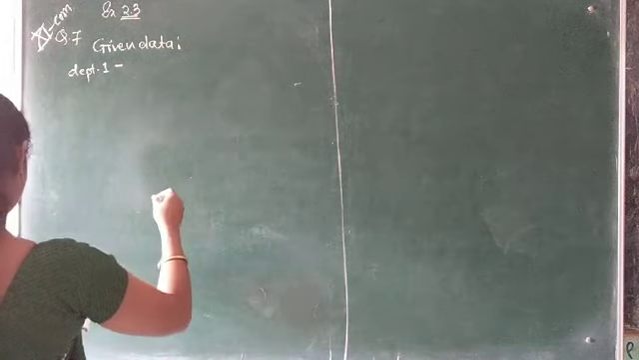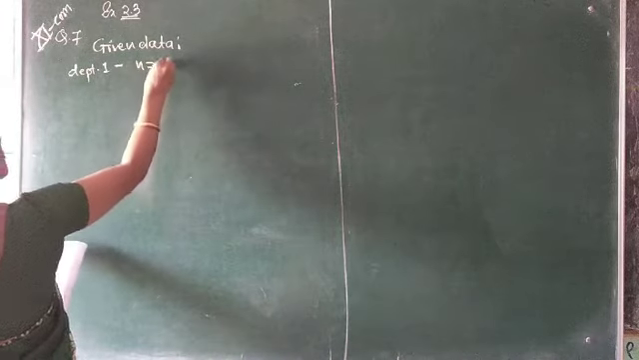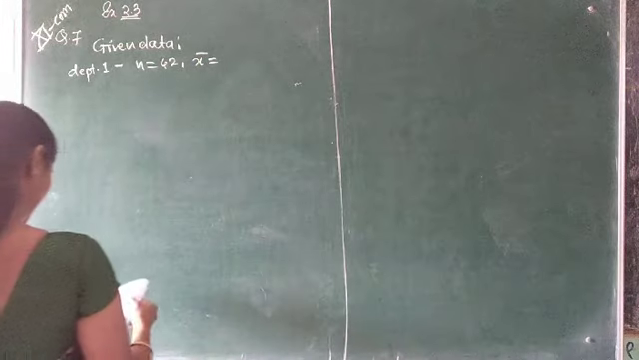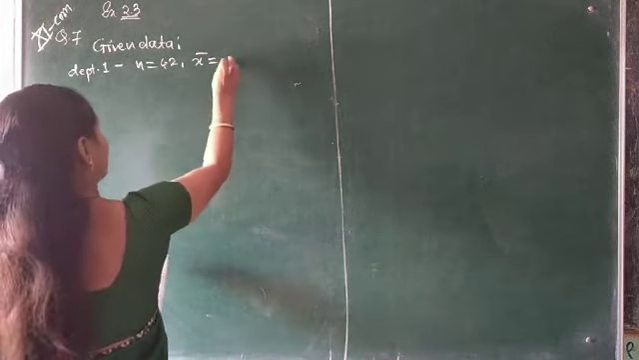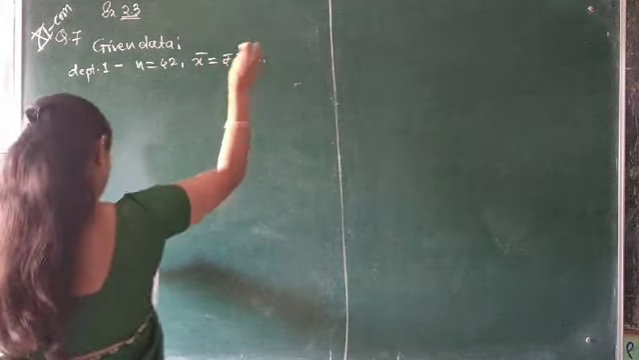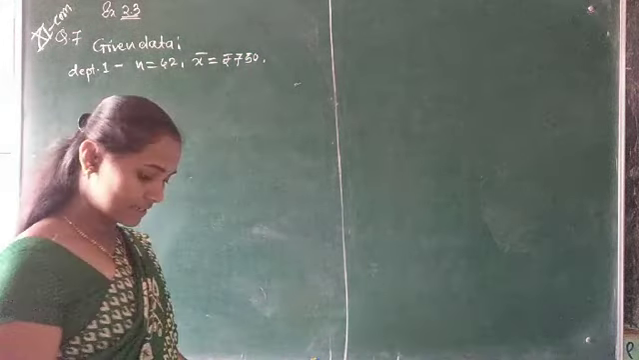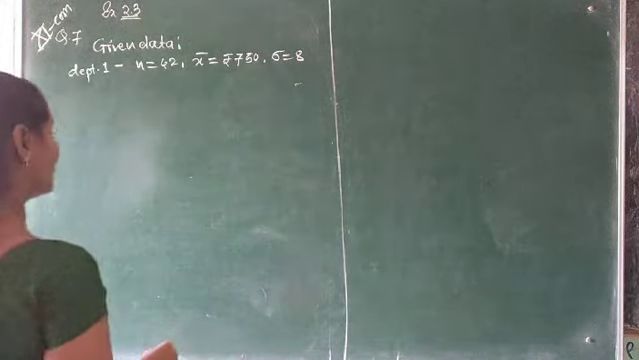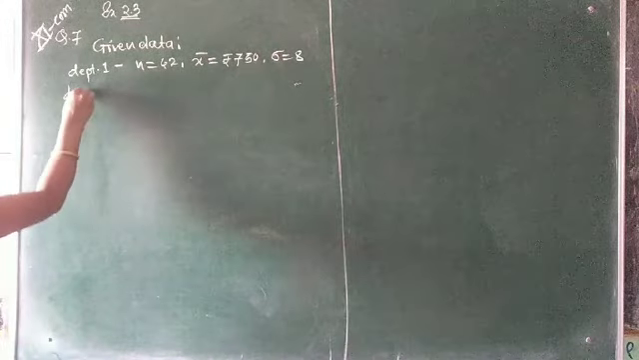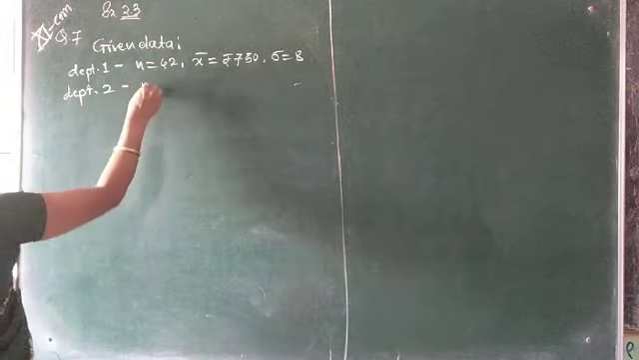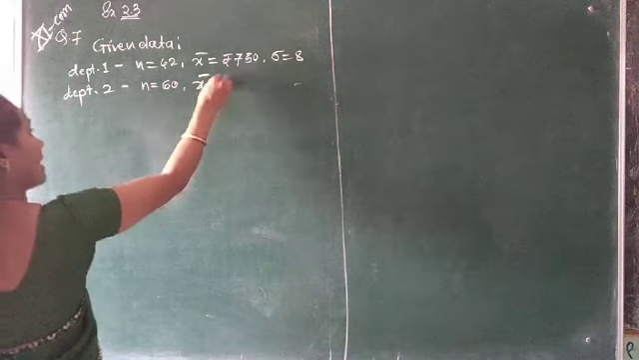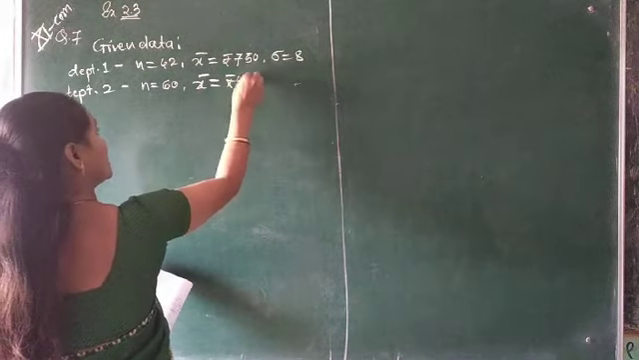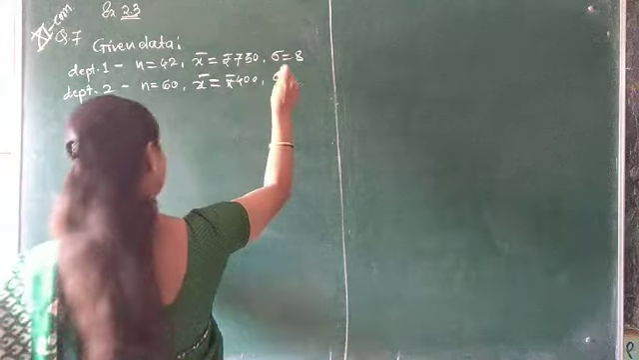मग आता काय दिलंय पहा, n किती, त्यांच्याकडे एम्प्लॉईज 42. ॲव्हरेज वेजेस दिलेत त्यांचे किती, x bar for department 1 is rupees 750, and their standard deviation for first department is 8. And next for department 2, n is equal to 60 employees and their average wage is rupees 400 and their standard deviation is 10.